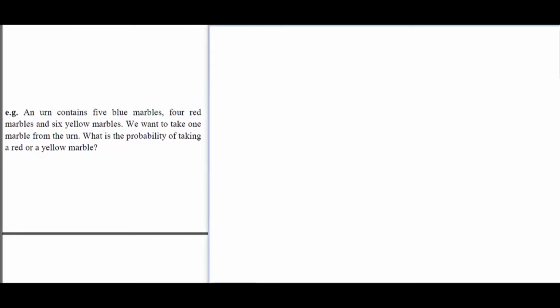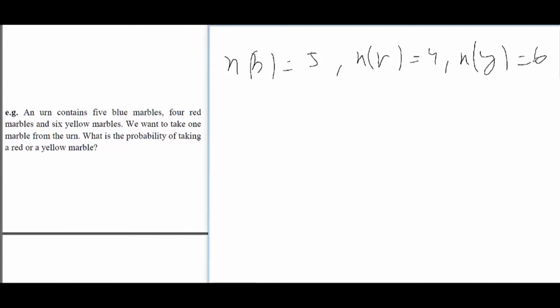As we see, first of all, the number of blue marbles is 5. The number of red marbles is 4, and the number of yellow marbles is 6. So the total number of marbles, which means the number of elements in the sample space, is equal to 15.